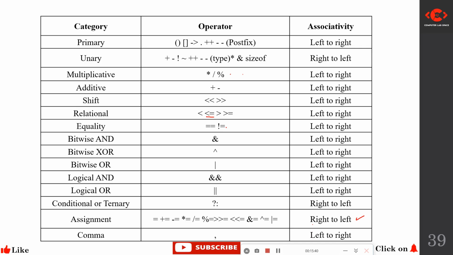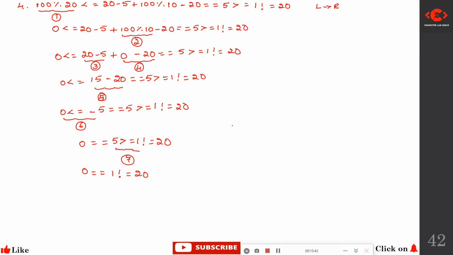Now we give the next priority to equals and not equals, and the associativity is left to right only. So 0 equals 1. No, the condition is false here. So 0 not equals 20. The condition is true here and the result is 1. Is it clear? This is how we need to solve the expression.